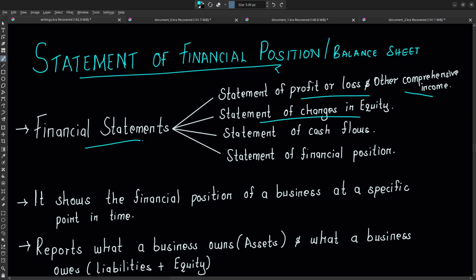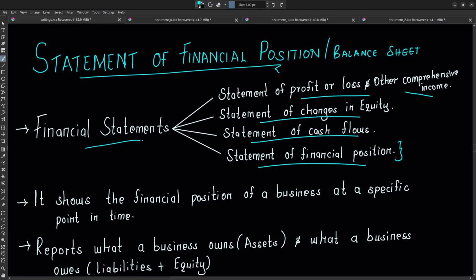And then we have the statement of changes in equity and the statement of cash flows, and now the statement of financial position, which as mentioned was referred to as the balance sheet. This is what you're going to look at today. We look at the other statements in other videos.